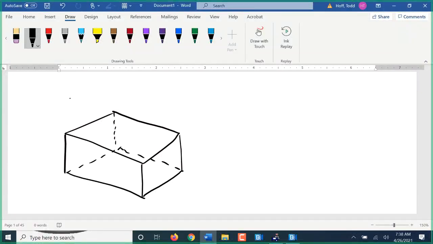Like this. I'm going to give it some dimensions. Like that. And what we're going to try to describe here, define the path, goes from this upper top corner to this lower bottom corner.